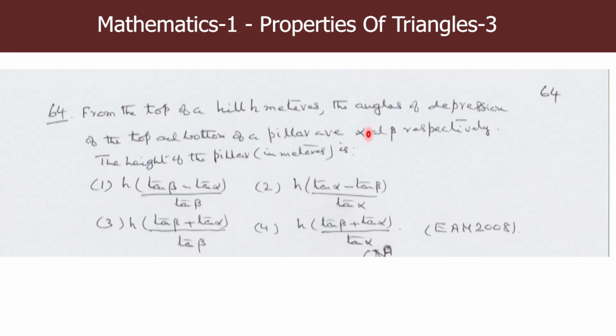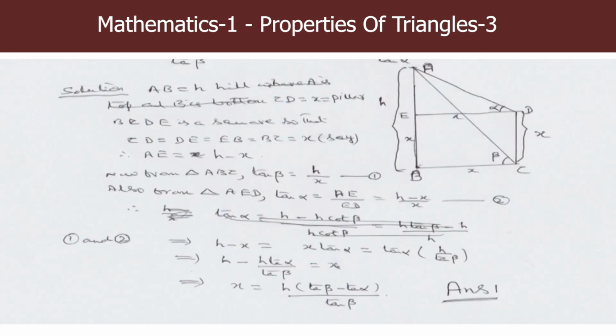From the top of a hill, h meters in height, the angles of depression of the top and the bottom of a pillar are alpha and beta respectively. Then the height of the pillar in meters is so and so, given in the options.